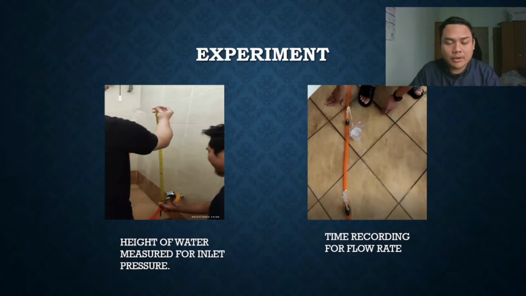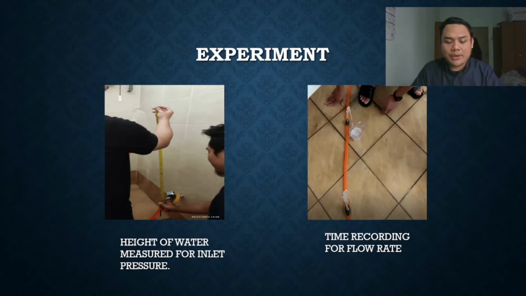Thank you. Assalamualaikum and hi, my name is HAZRIQ JULAILI, and today I'm going to tell about the experiment for our assignment. First of all, we cut the water hose into a certain length so that we can connect to the pipe, and then we fully open the pipe valve so that we can measure the height of the water pressure for inlet pressure. During the same time, we also measured the flow rate for the water inlet pressure.